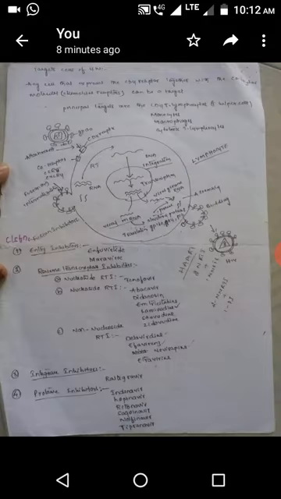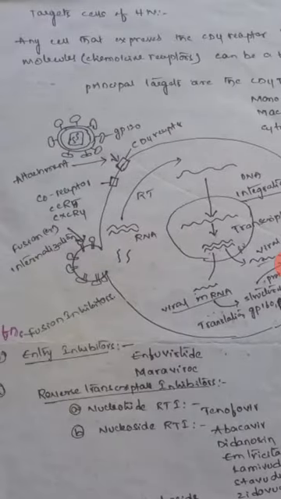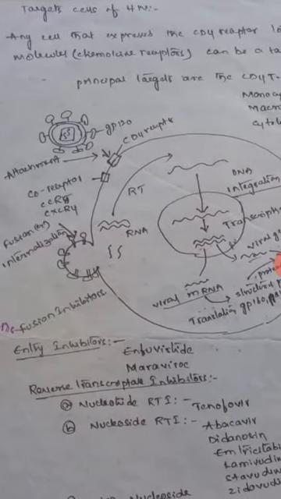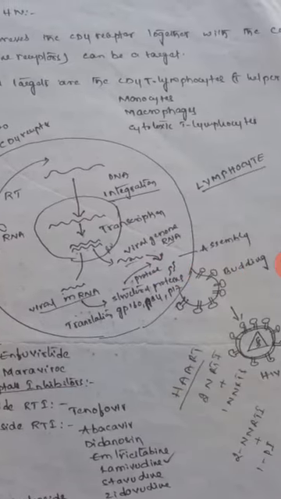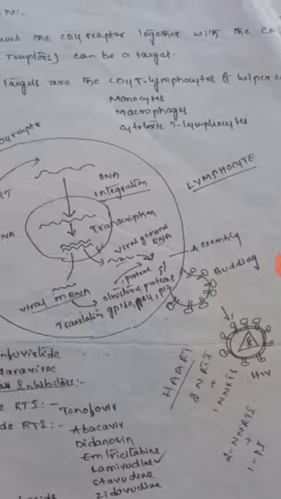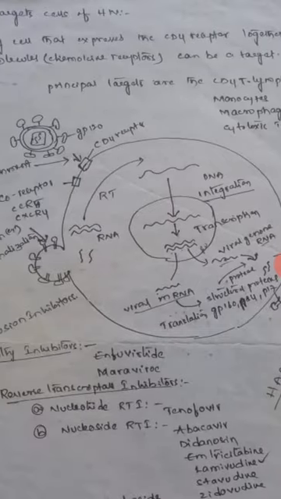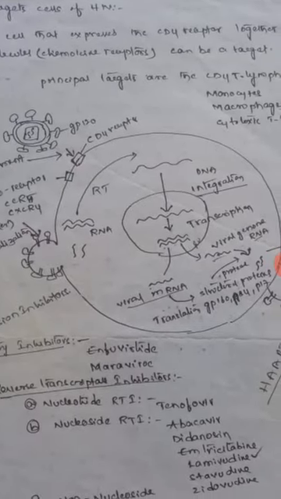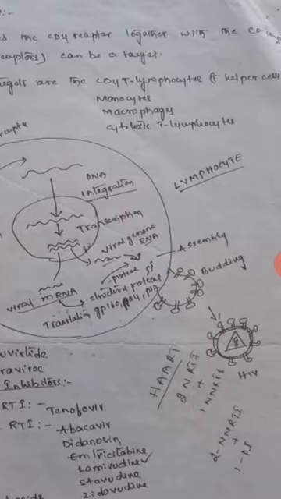Okay, so in this diagram, the target cells of HIV are any cells that express CD4 receptors, together with the co-receptors, also called chemokine receptors. So the principal targets of the HIV virus are CD4 containing T lymphocytes, monocytes, macrophages, and cytotoxic T lymphocytes.